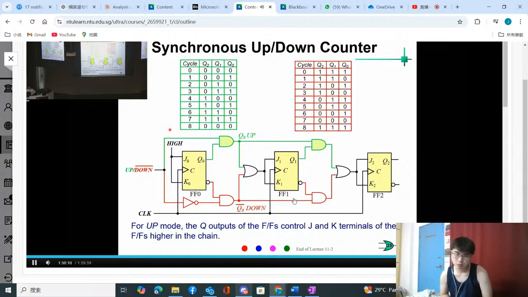And with this circuit, you can use the input. If input is 1, you will count up. If input is 0, you count down. So this means the Q output of the flip-flops control the JK terminals of the flip-flop, interchanged for up counter. Okay, so this design, in fact, is not difficult.